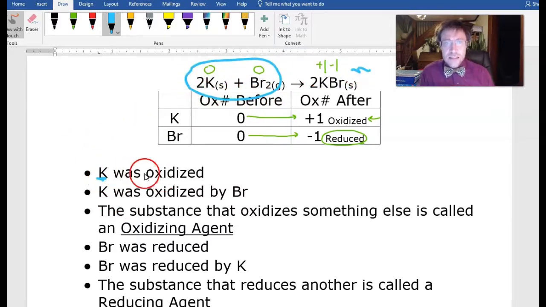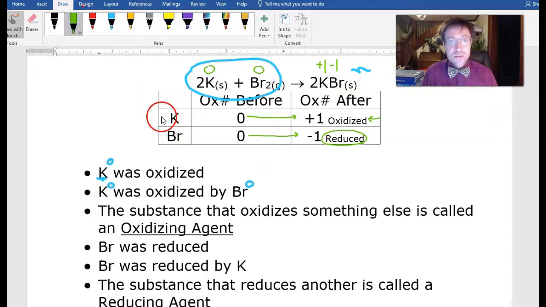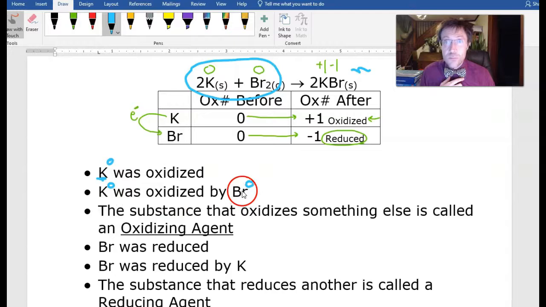So potassium was oxidized, specifically potassium 0. So potassium 0 was oxidized by bromine 0. Does that make sense? Because who could have oxidized? Who took the electrons, right? So what's happening here is if potassium is being oxidized, electrons are leaving potassium and going into bromine. Well, potassium lost them. It was oxidized. By who? By bromine. Bromine did the oxidizing.